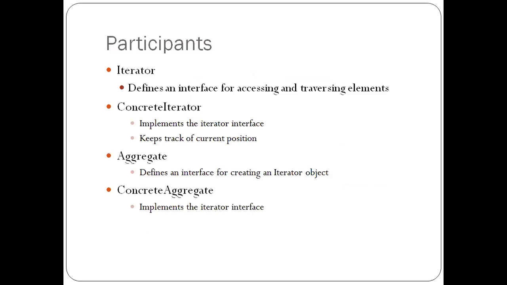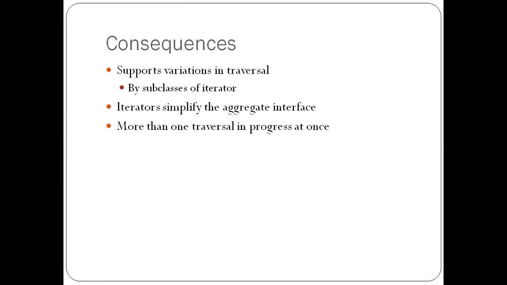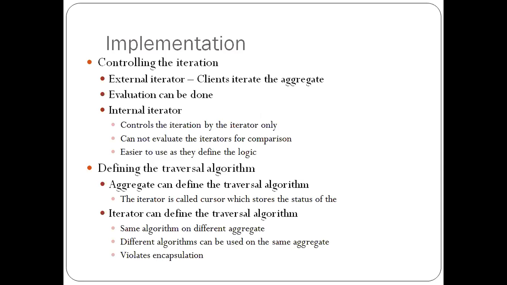Some implementation issues we will also see here, and the main collaboration is between the iterator and how it keeps track of the current position of the aggregate object. The main consequence we have already achieved: solving the problem of not knowing the contents or representation of the aggregate object, the iterator will solve the problem of going through each element of the concrete aggregate object.